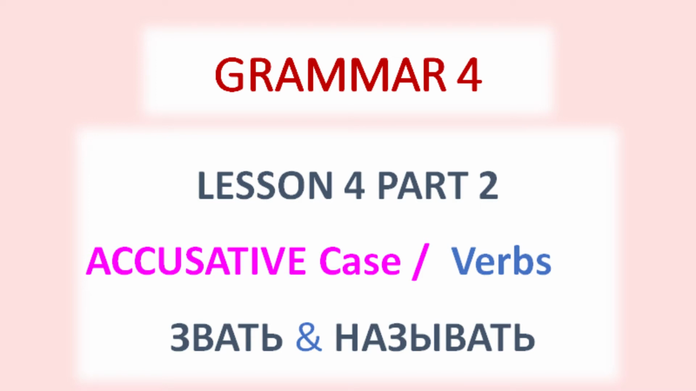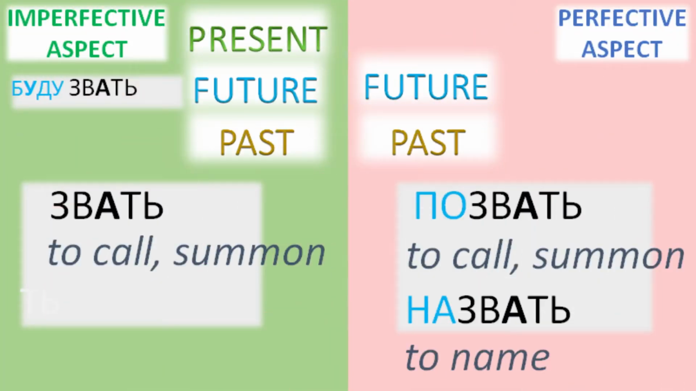In this lesson, you will learn how to use the accusative case with verbs звать and называть. Remember to repeat the words out loud after me. See the info card above about imperfective and perfective aspect. The imperfective aspect verb to call or to summon is звать, the perfective aspect verb to call or to summon is позвать, to name is назвать.